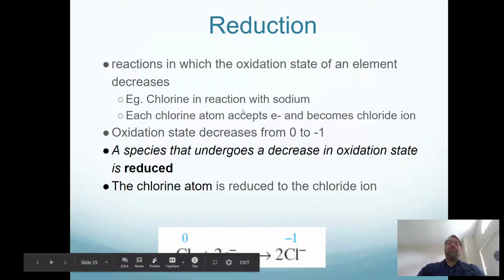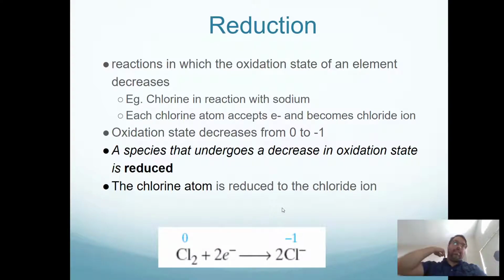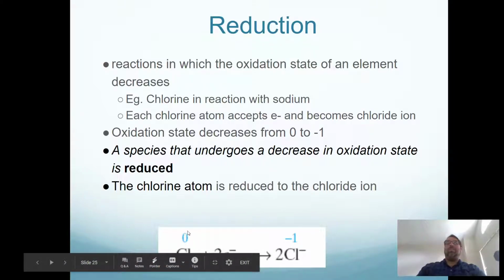Whereas the reduction one is going to be very similar, where chlorine starts at 0, but we need to add 2 electrons in order to make it -1. And again, this is the reduced one. Notice also that you can check the charge. The charge has been reduced. It's no longer 0, it's -1.